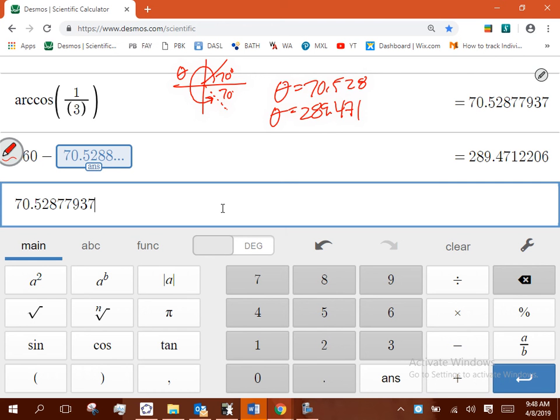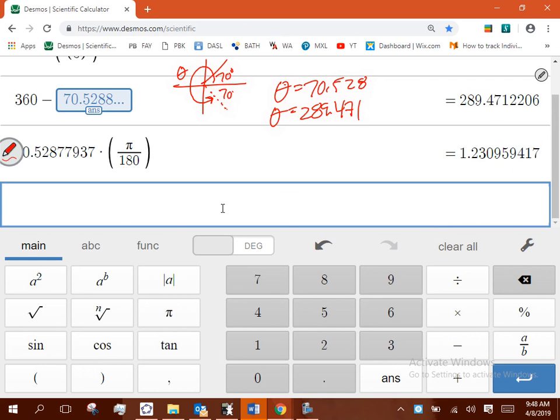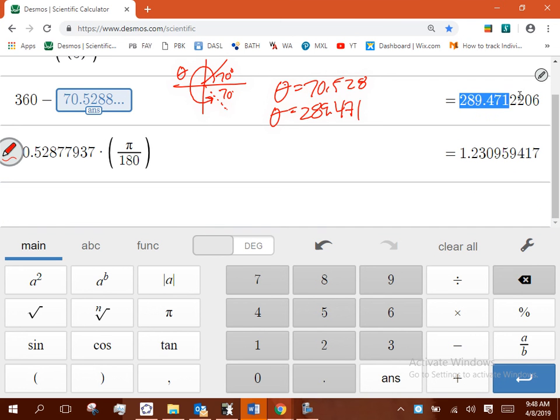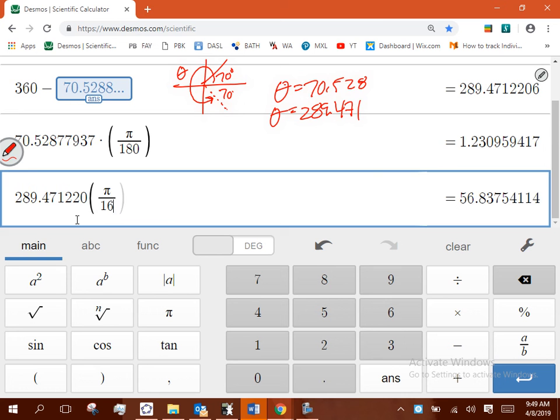Now, if I wanted it in radians, I could take that number and multiply by pi over 180, 1.23 radians. I can then also take this number and multiply that by pi over 180 and get that amount of radians. Is that okay with everybody?